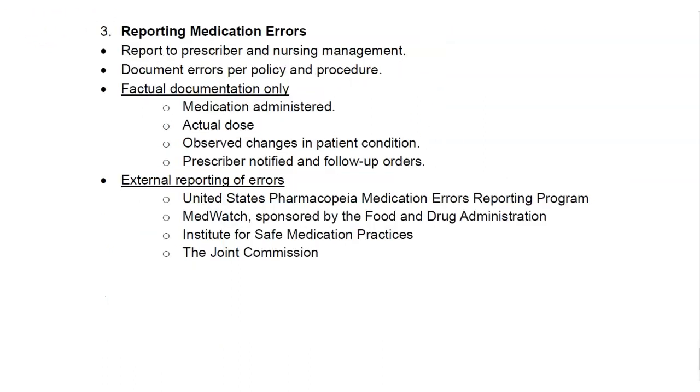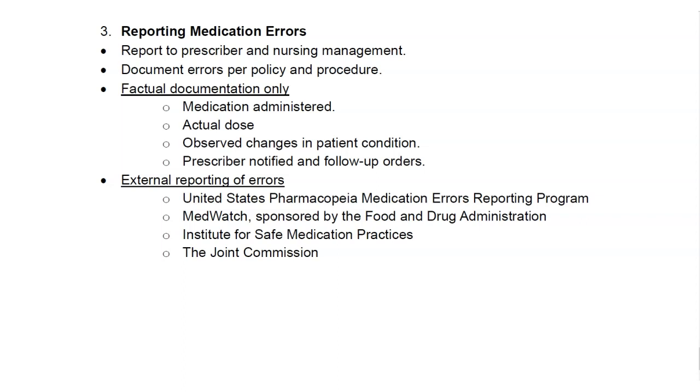All right, so what happens if we make a medication error, right? What do we do next? Other than obviously making sure that the patient is okay, we did everything, we took care of our patient, another responsibility that we have is to report the medication errors. So we need to report the error to the prescriber, so they know whatever happened when they prescribed the medication. And this needs to also go to nursing management. We need to document the errors according to policies and procedures.